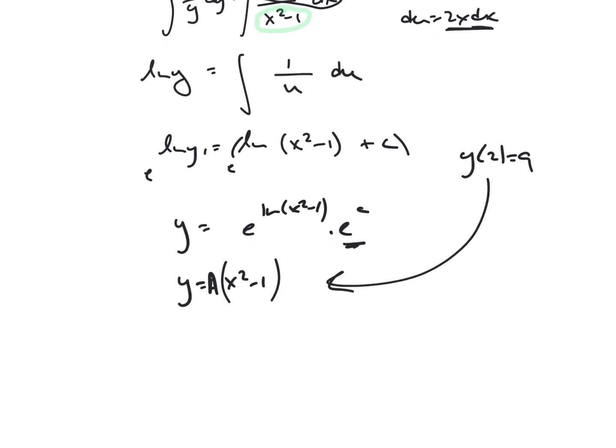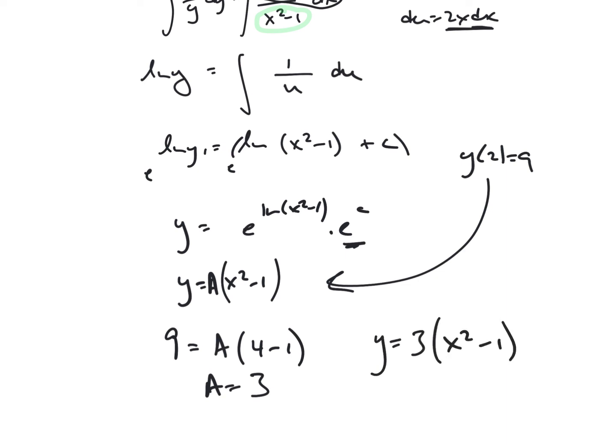Finding out what a is, I'm going to use this point here, and 9 is equal to a times 2 squared minus 1, and so a is going to be 3. And so this equation is y equals 3 times x squared minus 1, and that is solving the differential equation.